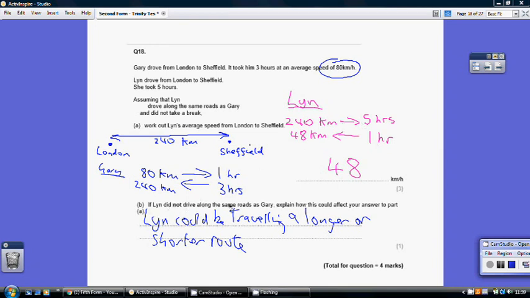Now, if Lynn did not drive along the same road as Gary, explain how this could affect your answer to part A. Well, obviously, if she's going along different roads, it could be a longer or a shorter route. Her speed could be different, the time taken could be different. So she could be travelling a longer or a shorter route, or in other words, it could take her a longer or a shorter time.